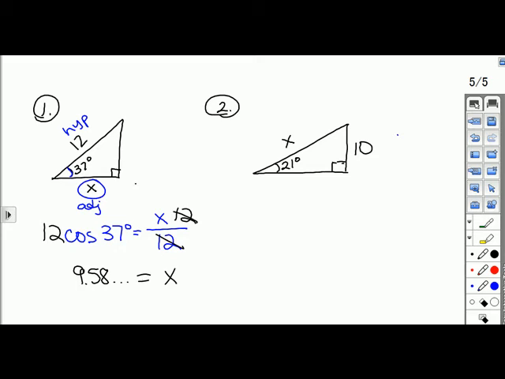Yes, the whole time. Okay, so number 2, in relation to this angle, I know the opposite side. I want to know the hypotenuse. Sine would work, and so would cosecant. They both have their advantages.